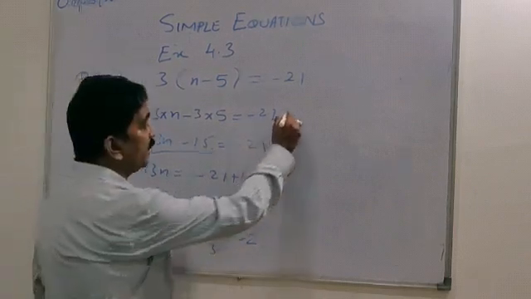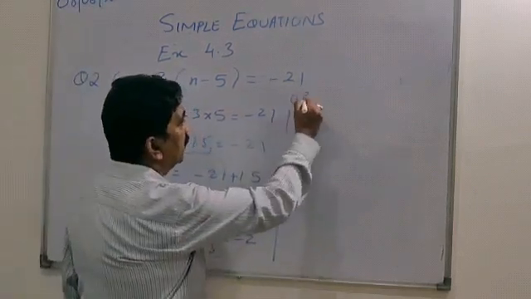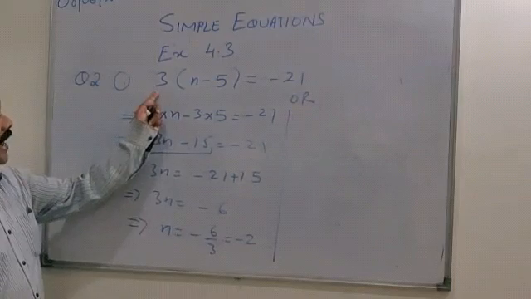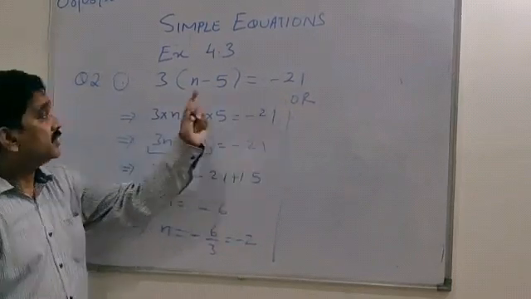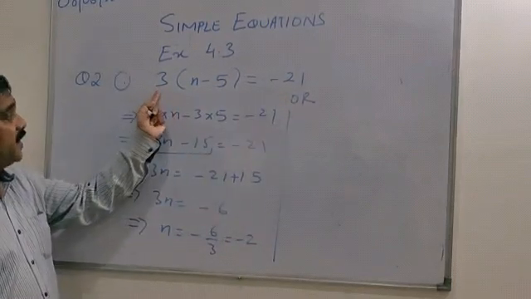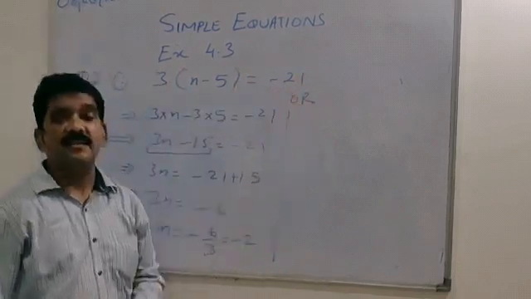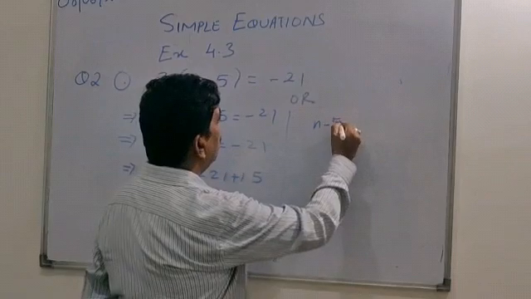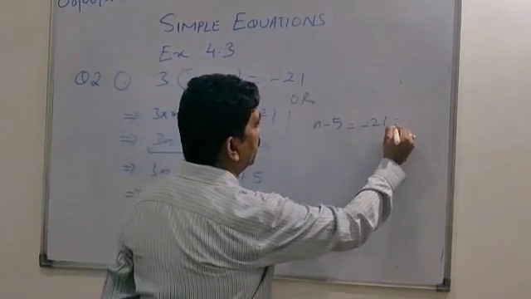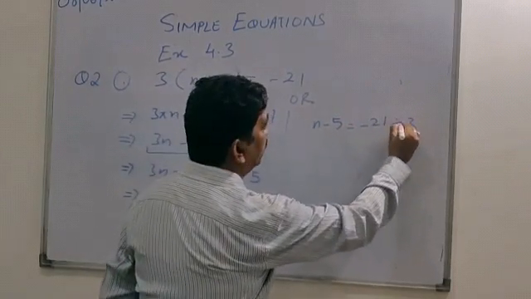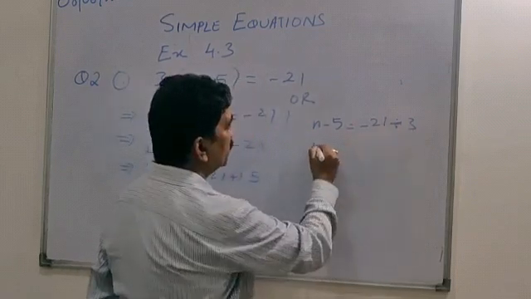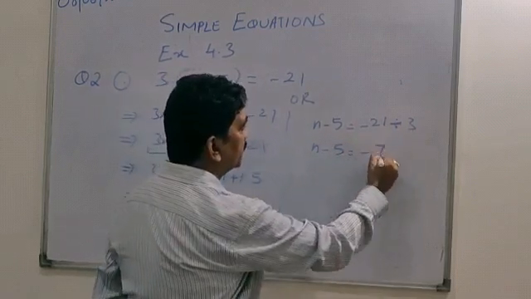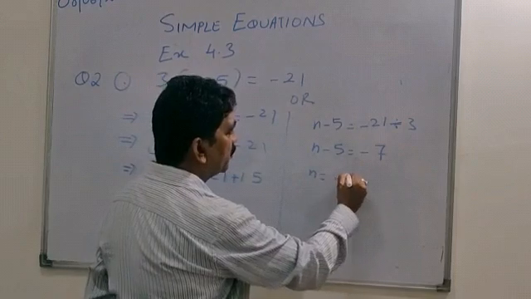If I do it by another method, like OR, I can directly divide here because this 3 is multiplied. So when I shift this number 3 to this side, it will become division. So what I will get? n minus 5 is equal to minus 21 divided by 3. I am writing divided by 3. So what does it mean? It means minus 7. So n minus 5 is equal to minus 7.